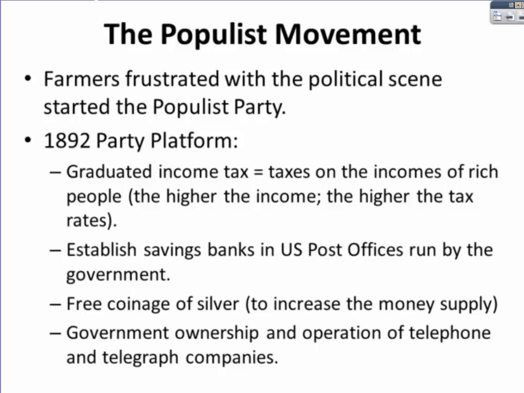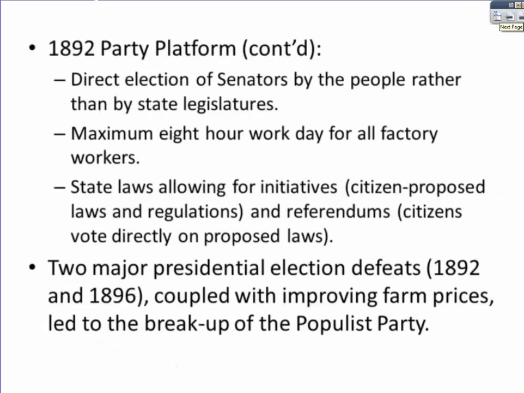Free coinage of silver to increase the money supply and help farmers find more access to money. Government ownership and operation of telephone and telegraph companies. Direct election of senators by the people rather than by state legislatures. In 1892, senators were chosen by state legislatures. Now, state legislatures were elected by the people, but they would then turn around and appoint federal senators. The Populist Party wanted direct election of senators so that the people would have more influence. A maximum 8-hour workday for all factory workers.